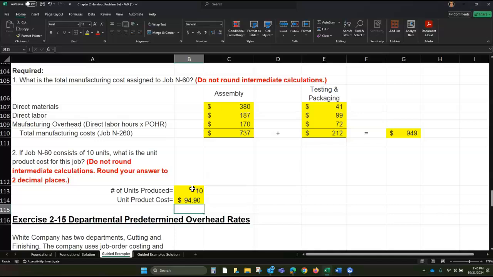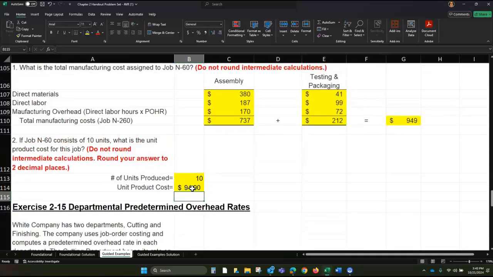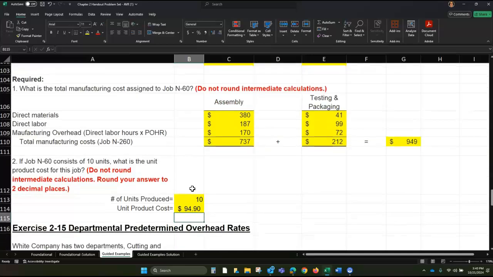So none of this is horribly difficult. It's just, again, it's just a lot. Okay. All right, let's look at exercise. Well, last question. Any questions on this one? The only thing that we changed here was instead of having one predetermined overhead rate, we've got two.